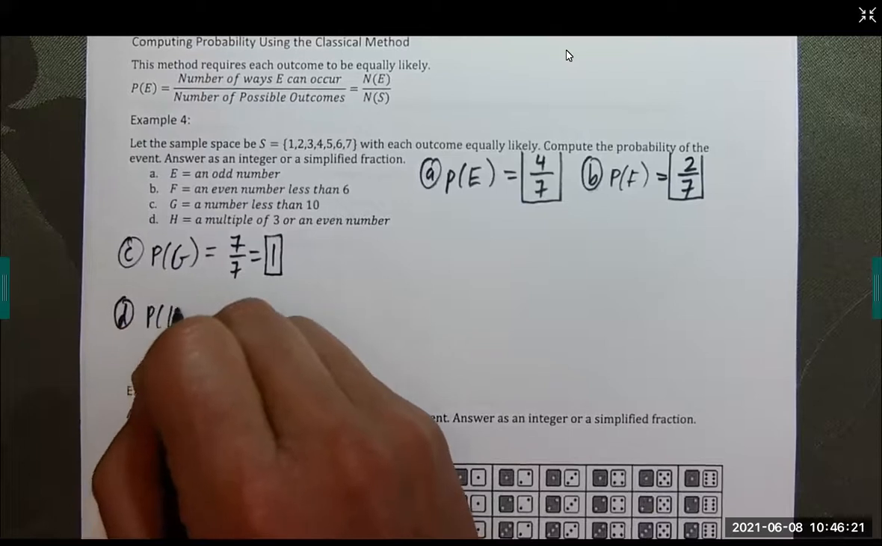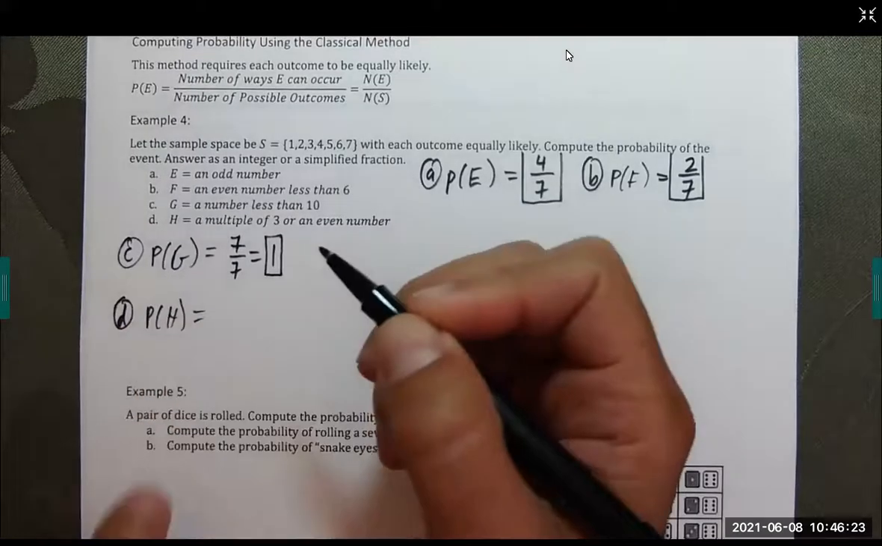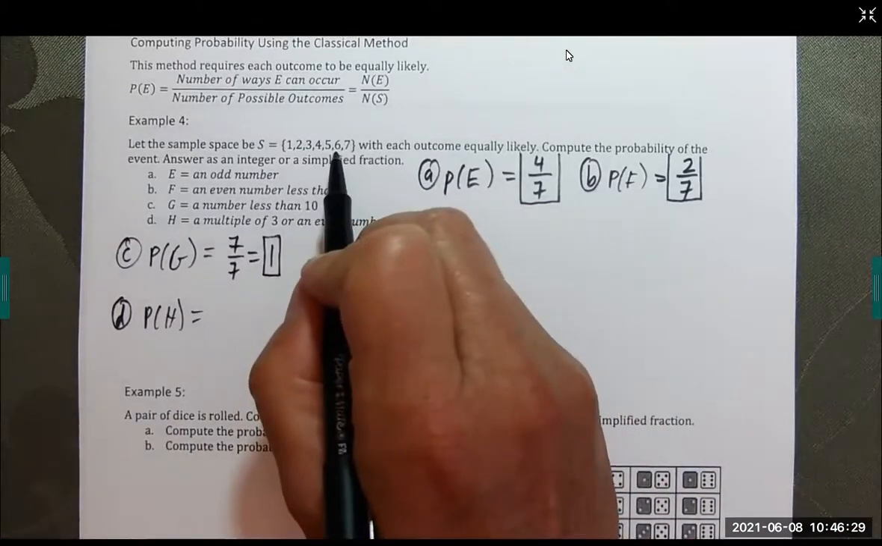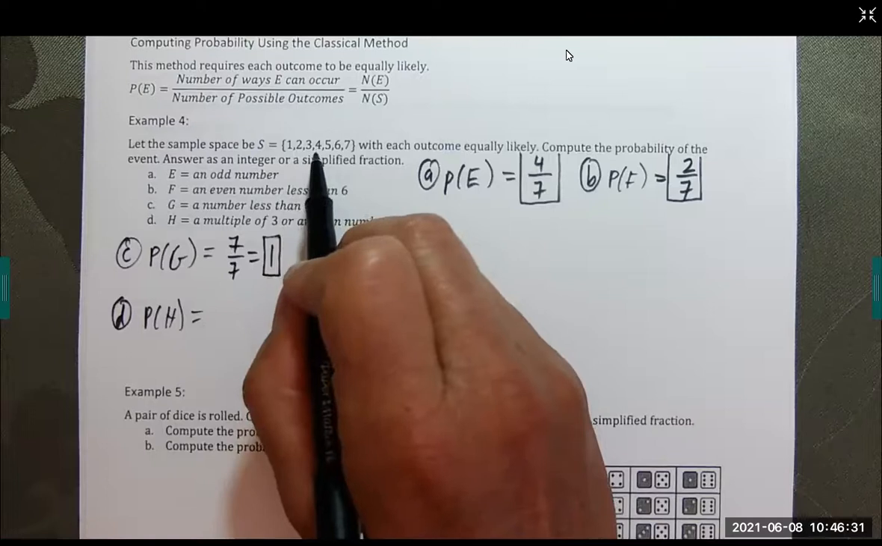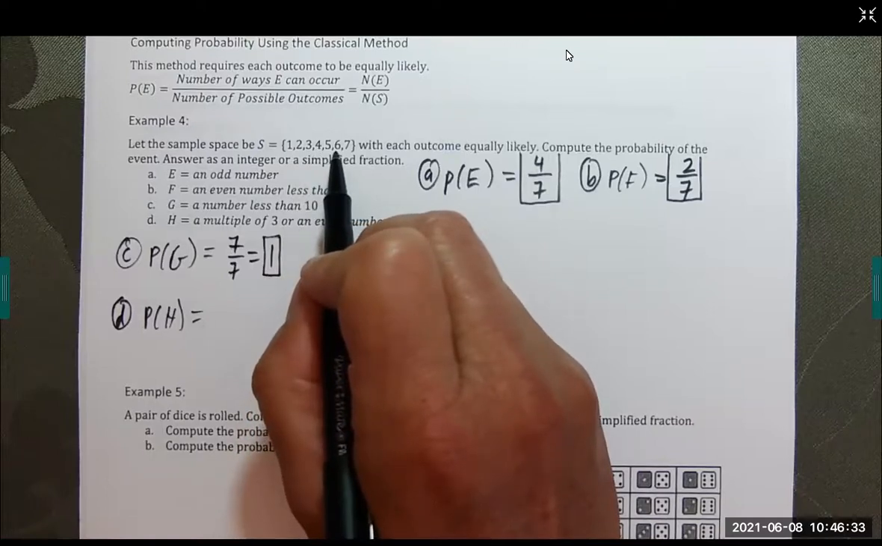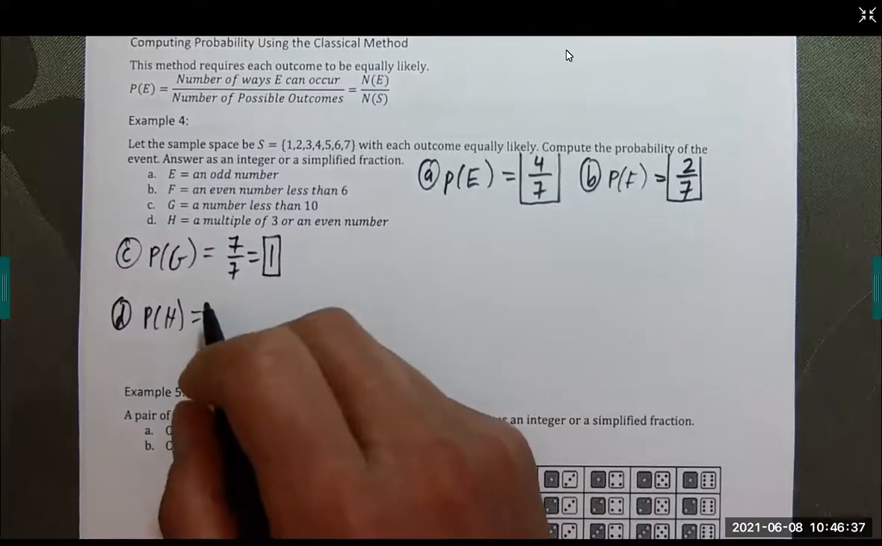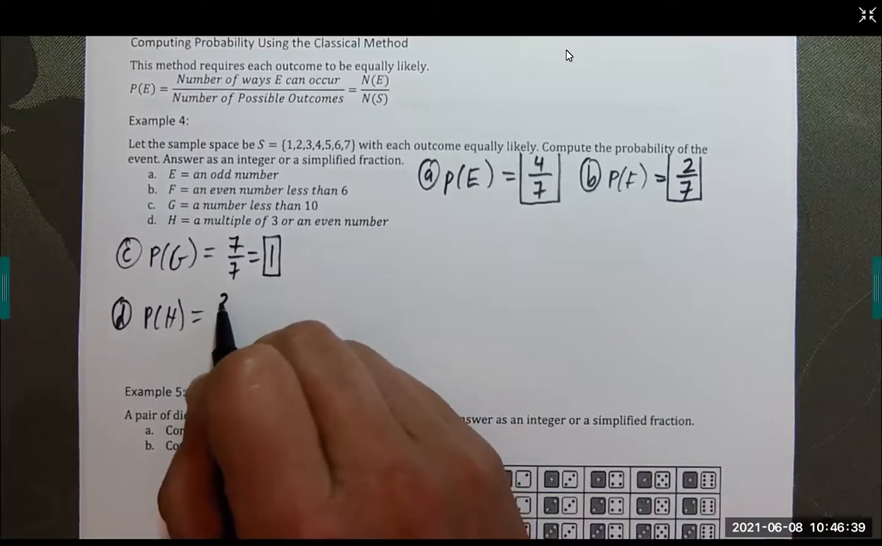Probability of event H, H defined as a multiple of 3 or an even number. A multiple of 3, that's 3 and 6, or even, that's 2, 4, 6. Now notice 6 is counted twice. So let's start with multiples of 3. There are 2 multiples of 3.